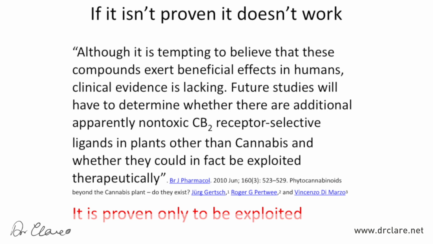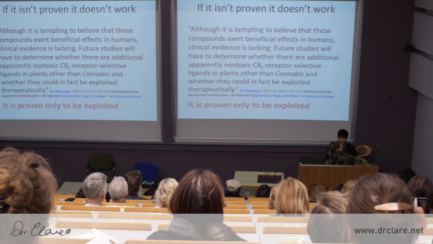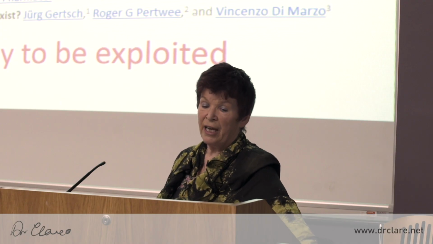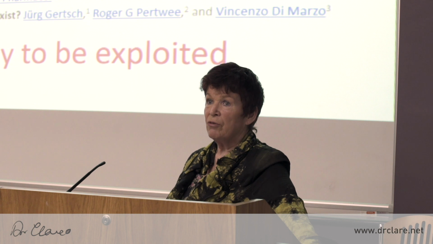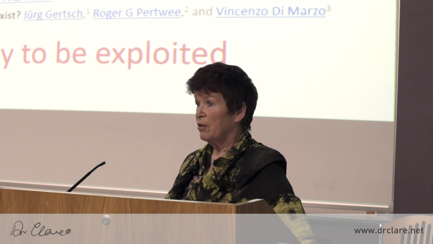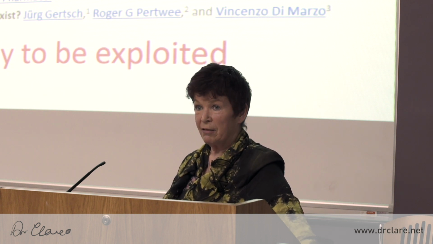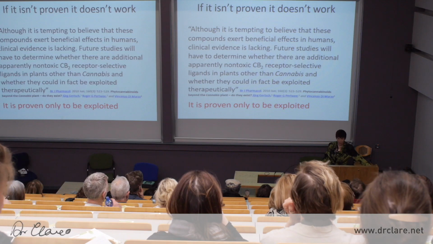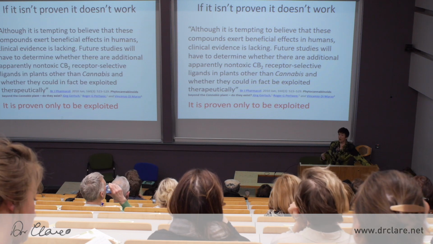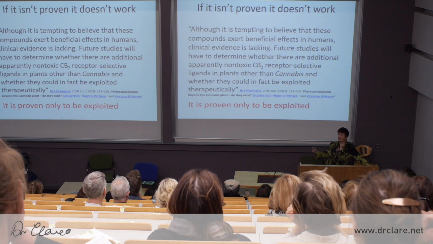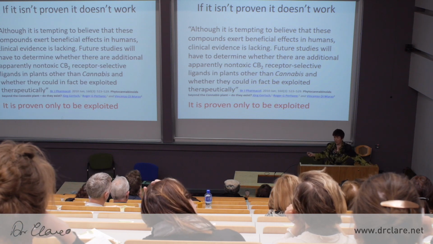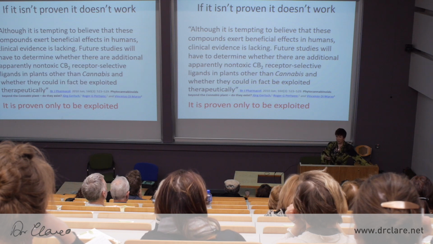Future studies will have to determine whether there are additional apparently non-toxic CB2 receptor selective ligands in plants other than cannabis, and whether they could be exploited therapeutically. So unless there's a rule that if it's not proven, it doesn't work. Well, we've been using these plants forever, before they even invented a beaker, never mind a Petri dish or a microscope. So understanding something in scientific language does not make it work any better or any worse than it has always worked, does it?